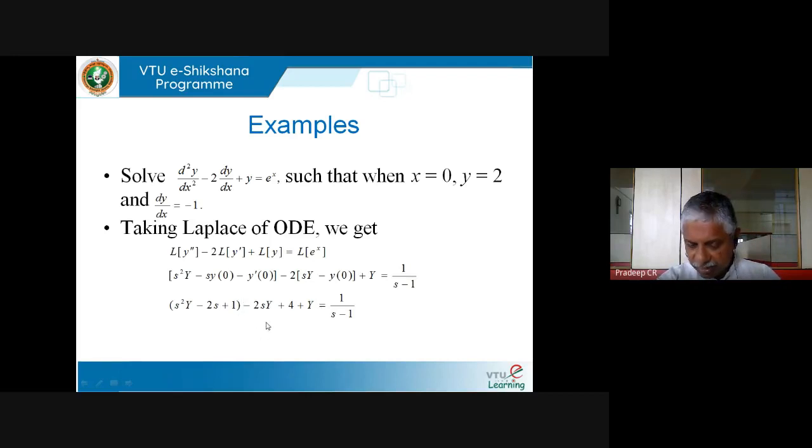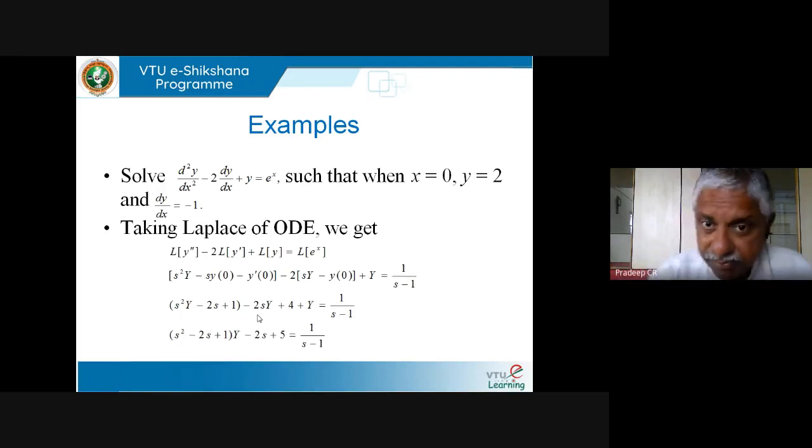I want to find small y, and I know the relation between capital Y and small y. So what I will do is solve for capital Y. I'm doing the steps slowly so that all of you understand. If it's boring, just fast forward and go to the solution. So here I have collected the Y terms. The Y term comes from s square minus 2s and 1 here, 1 just Y. So s square minus 2s plus 1 times Y, s square Y minus 2 s Y plus Y.